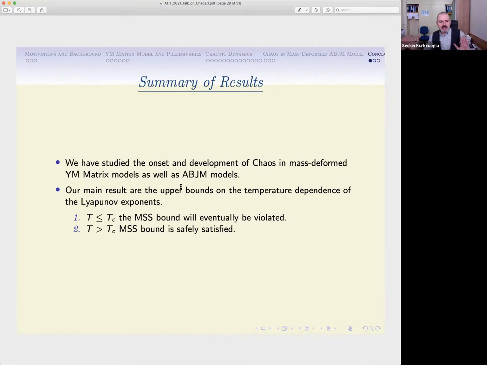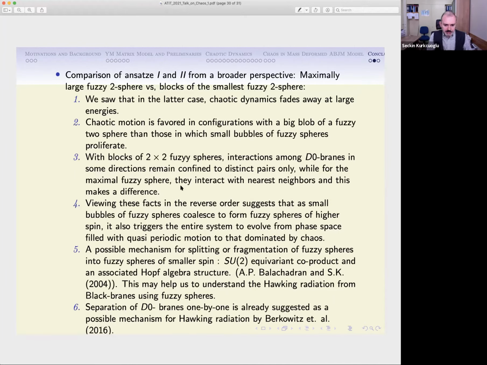Summary of results. We have studied chaotic dynamics in Yang-Mills matrix models with mass deformations. The main result is putting an upper bound on the critical temperature for the Lyapunov exponent, above which the Maldacena bound is satisfied, and below which it will eventually be violated. There are also some comments here related to some other ansatz, which I didn't cover in this talk.